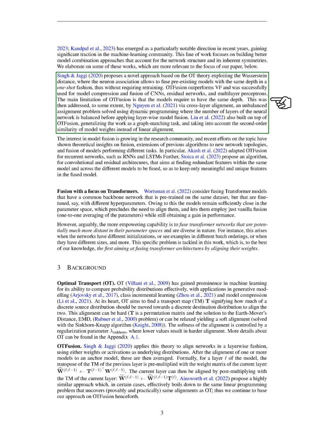This limitation has been addressed to some extent by using cross-layer alignment, a method that balances the number of layers of the neural network before applying layer-wise model fusion. Other researchers have built on top of OT fusion, generalizing the work as a graph matching task, and taking into account the second-order similarity of model weights instead of linear alignment.